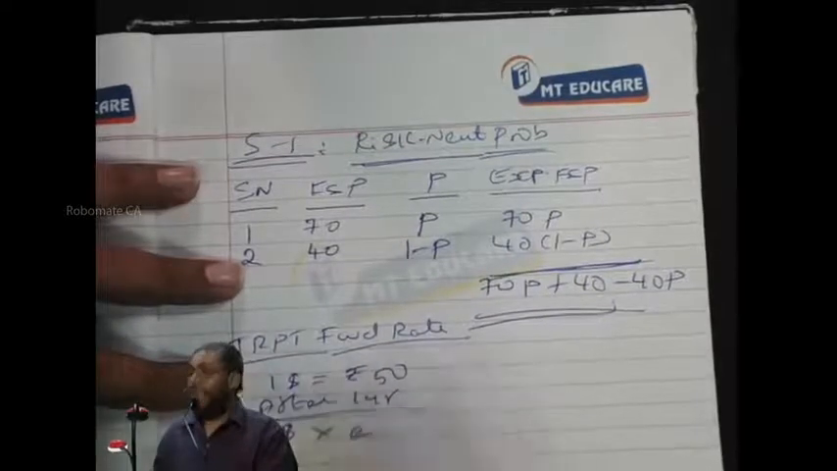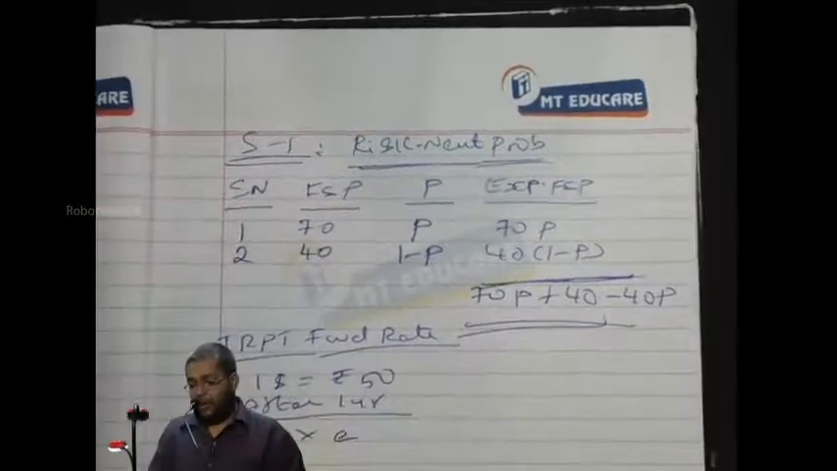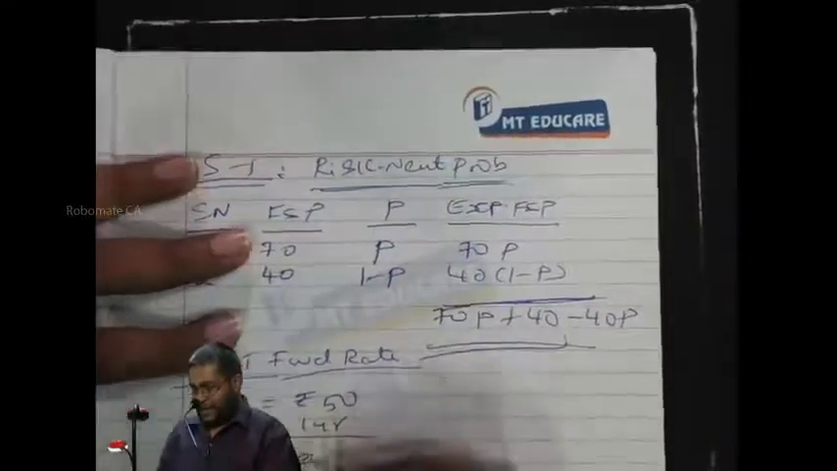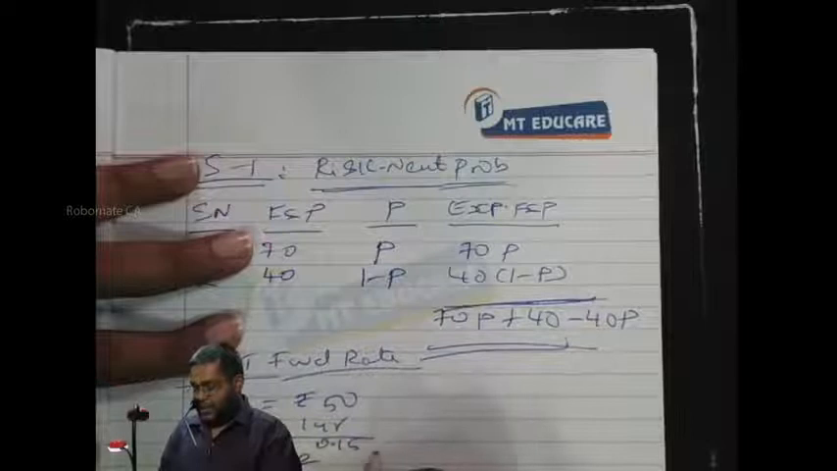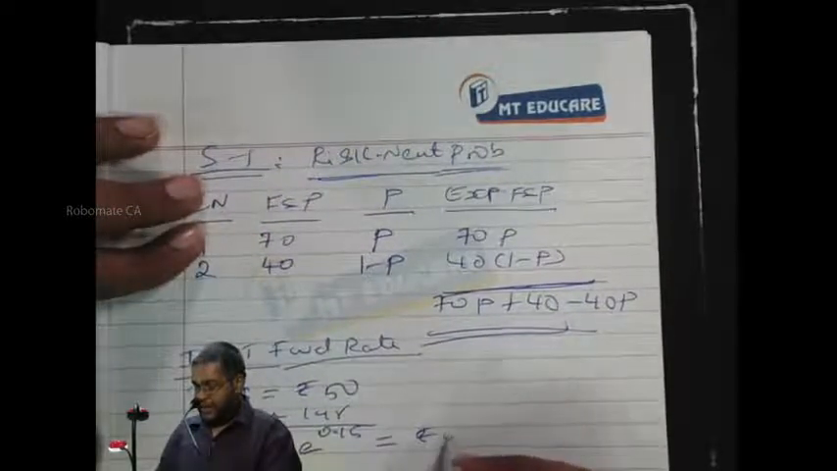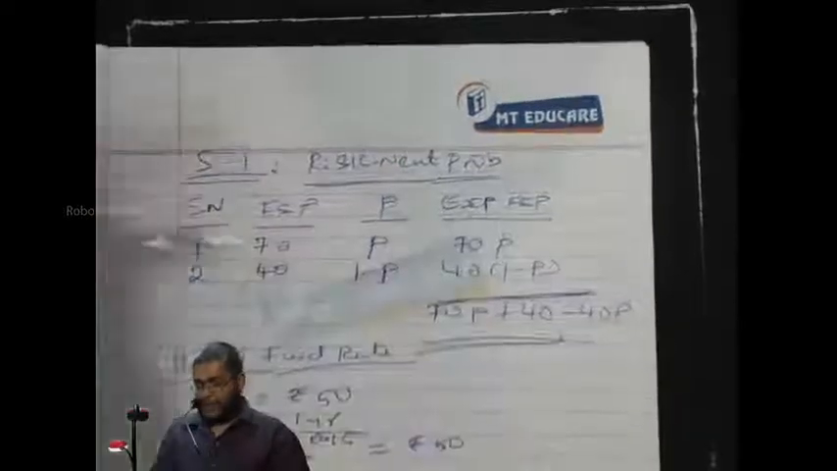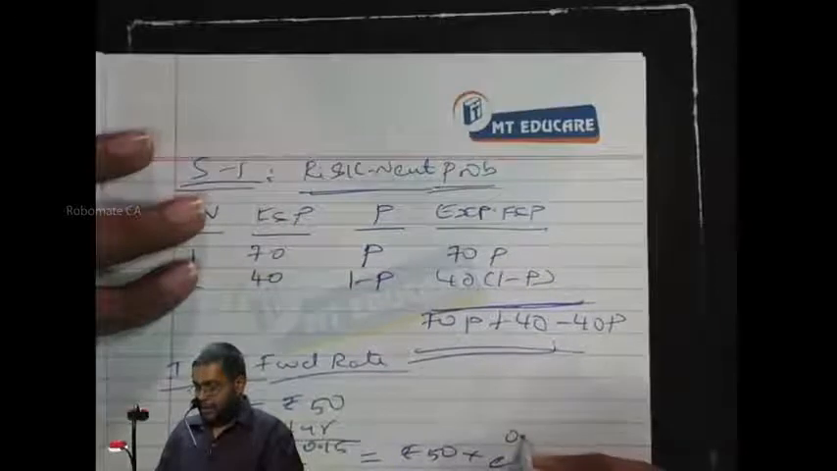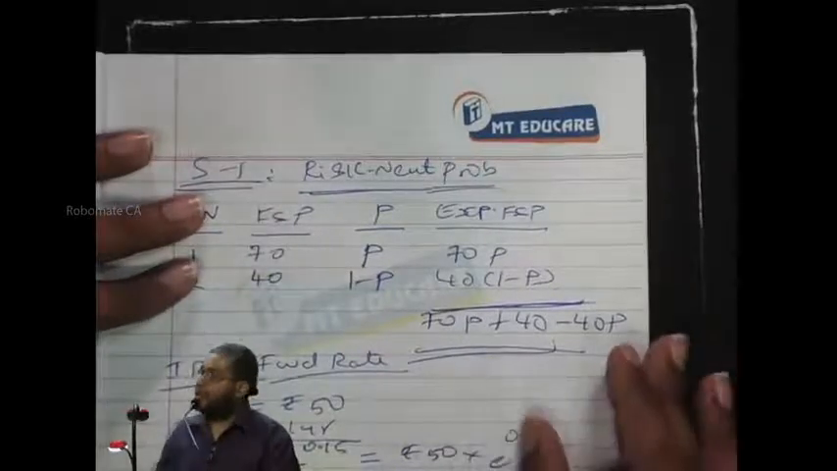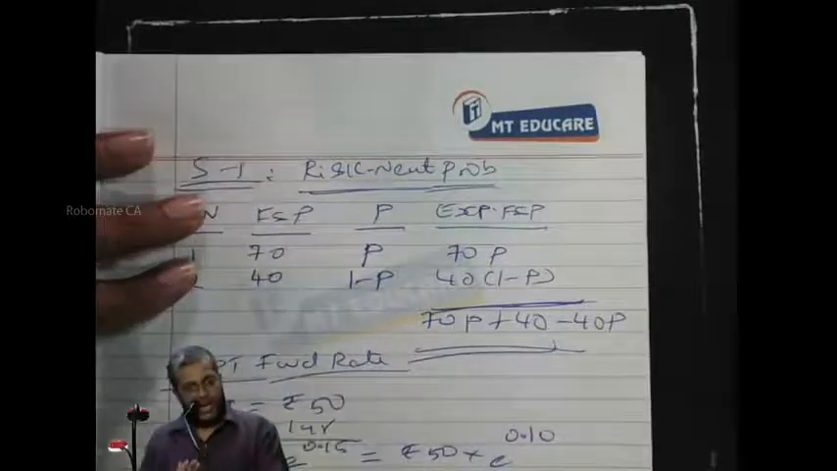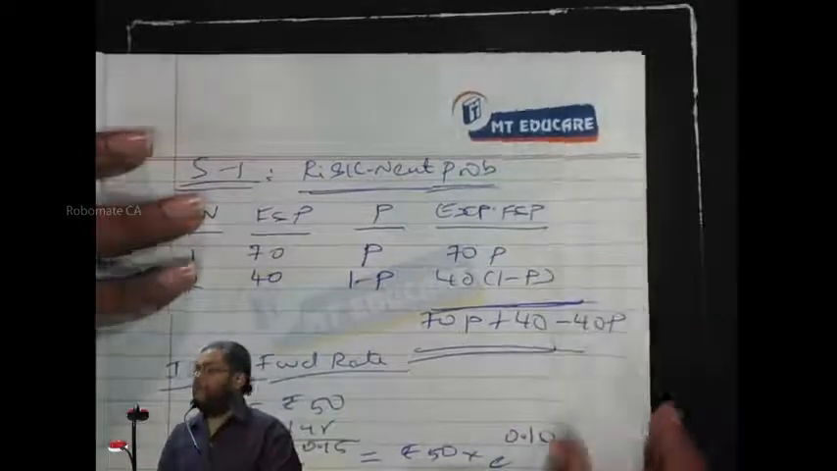$1 into e power, the dollar is having how much interest rate? 15%, for 1 year, it is always per annum. So, e power 0.15 is equal to rupees 50, the spot price, into e power 0.10. Are you following what I am saying? So, $1 into e power 0.15 is the future value of the dollar, the future value of what? Rupees. Can I proceed, please?